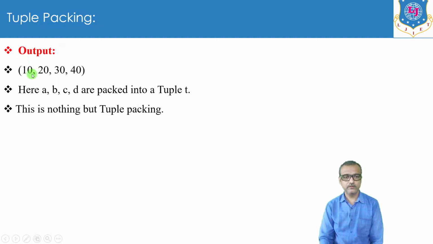So what is the output? That is 10, 20, 30, 40. Here A, B, C, D are packed into a tuple T. This is nothing but tuple packing.